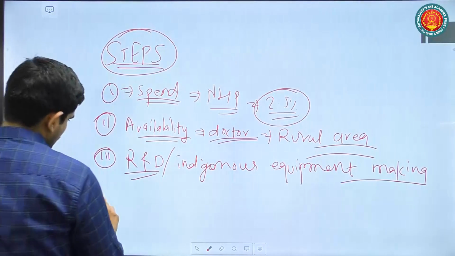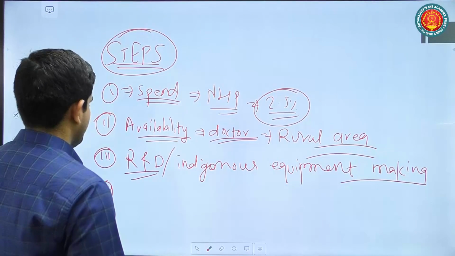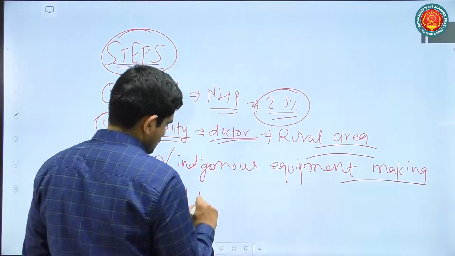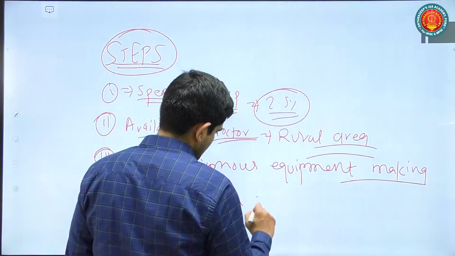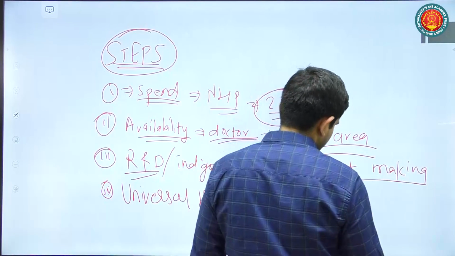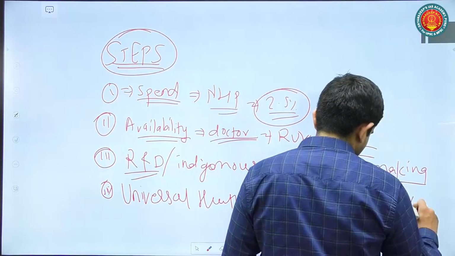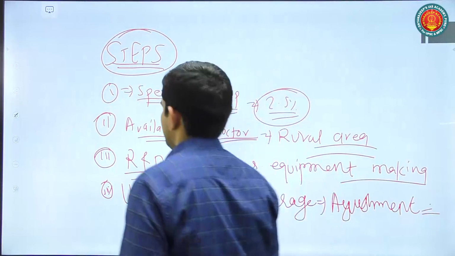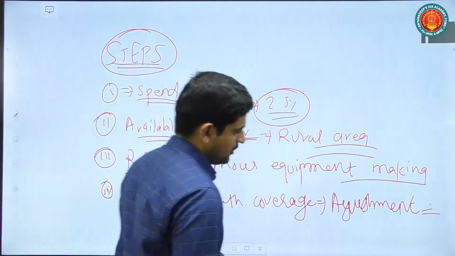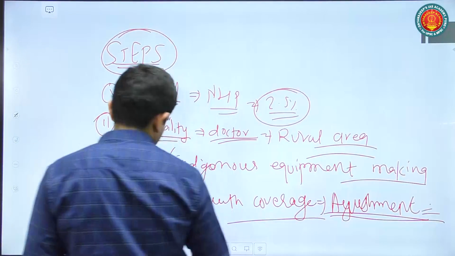Then with respect to other steps which can be taken, there is universal health coverage. That also you can talk about. For example, Ayushman Bharat, which is targeting almost every family member under the BPL category. Okay, Ayushman Bharat also you can talk about.